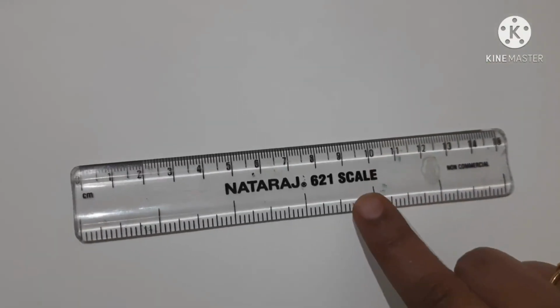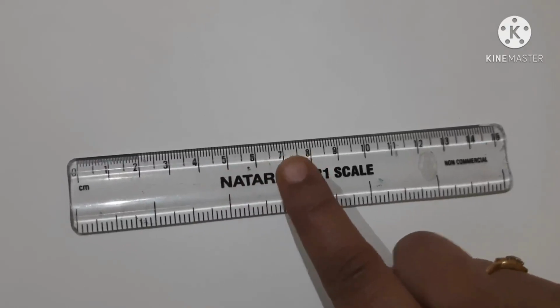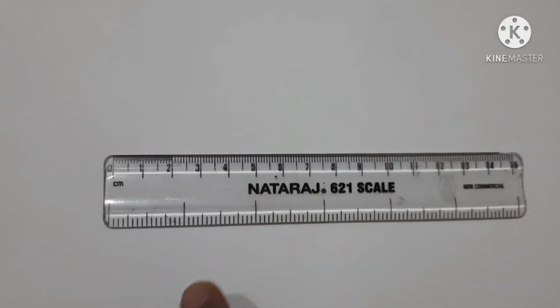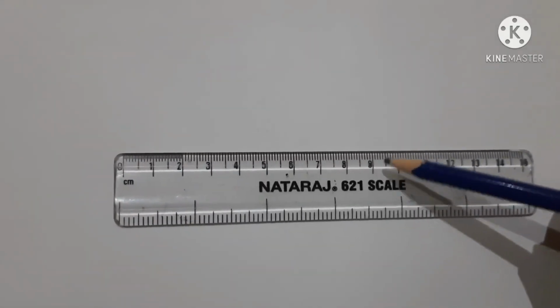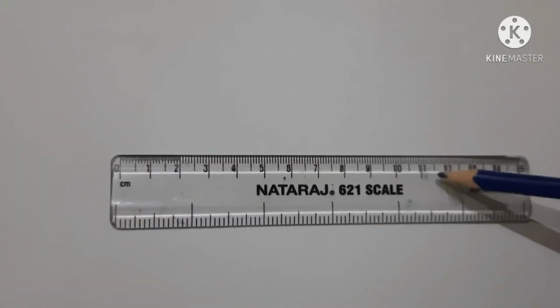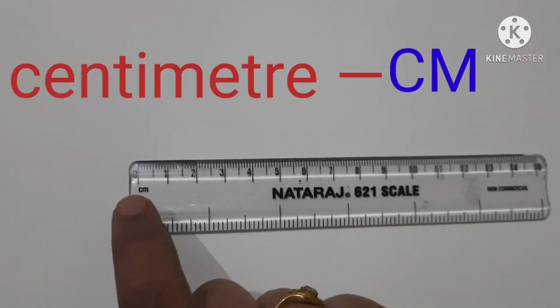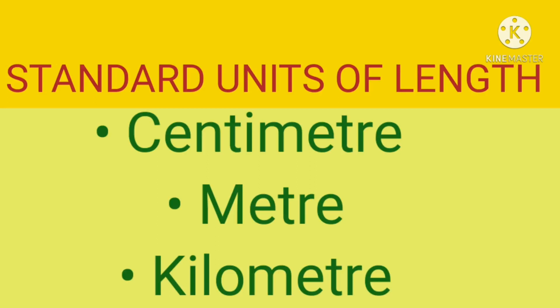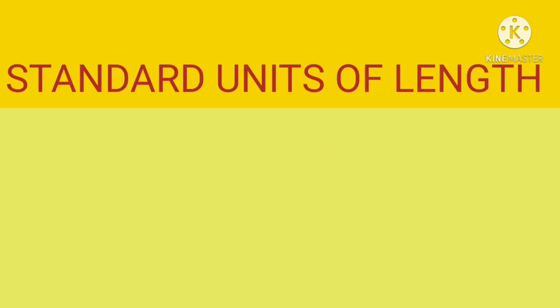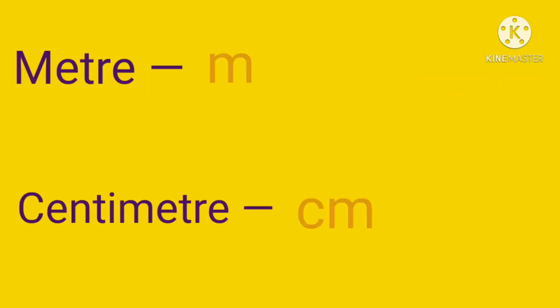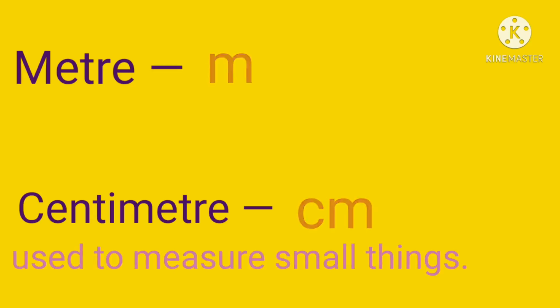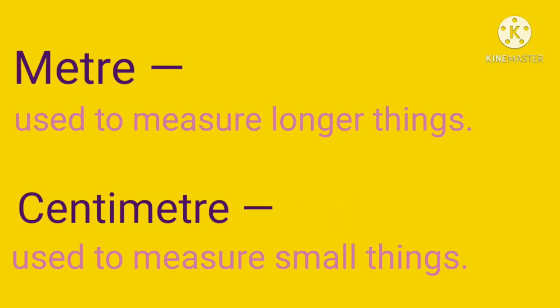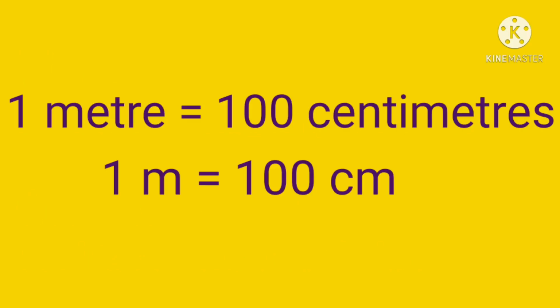Now children, observe this. You can see some numbers are written and there are some markings also. If you carefully observe, there are some small markings and some big markings. These big markings denote centimeter. Centimeter, meter and kilometer are the standard units of length. We write meter as m, centimeter as cm. Centimeter is used to measure small things and meter is used to measure longer things. Children, remember 1 meter is equal to 100 centimeters.